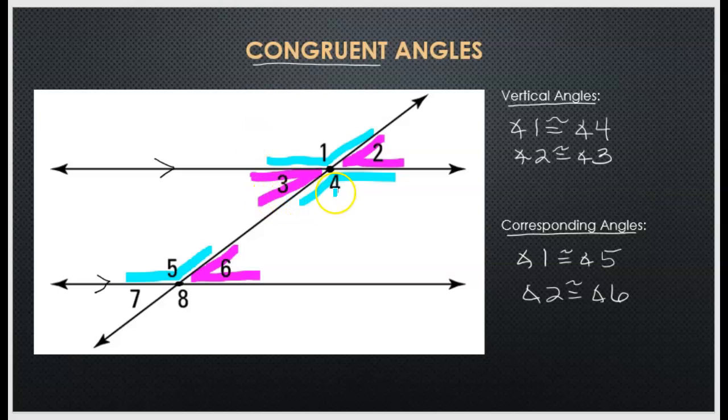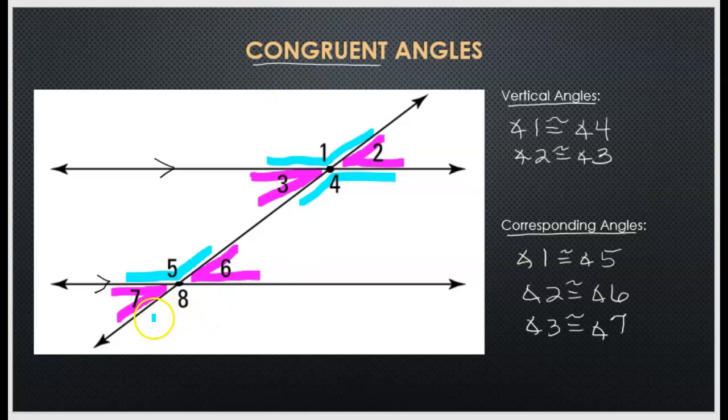And I can do the same thing with angle 3 and angle 7. So angle 3 is in the same position with that top intersection point as angle 7 is with the bottom intersection point. Therefore, angle 3 and angle 7 are corresponding angles, but they are actually also congruent. We can say that angle 3 is congruent to angle 7.